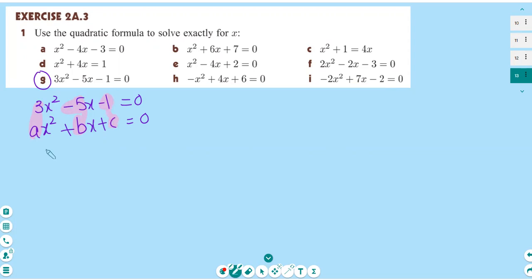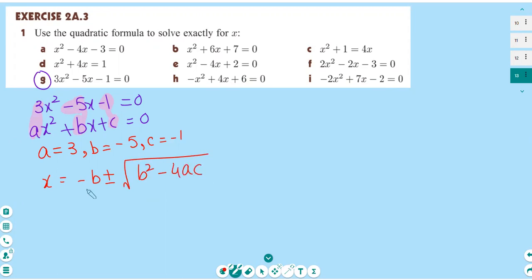So we can write it as a equals 3, b equals negative 5, and c equals negative 1. Now using the quadratic formula to find the roots of the given quadratic equation, x equals negative b plus minus the whole square root of b square minus 4ac over 2a. Now inserting the values, what is b? B is negative 5, so minus as it is, and minus into negative 5, right?